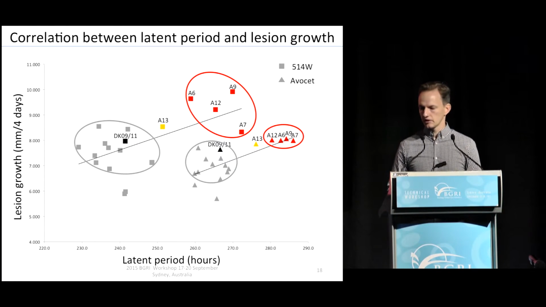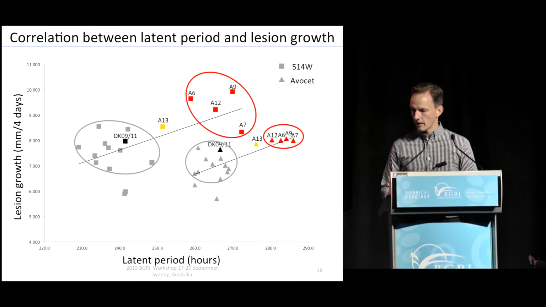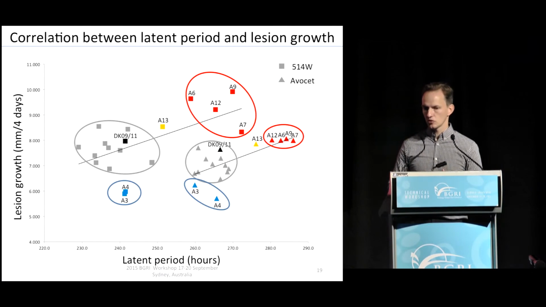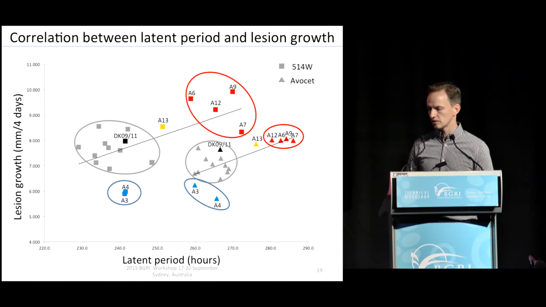And somewhere in between, we had also the same isolate on both varieties. And then lastly, we had a group down here. Those were the 2 isolates, and again the same on both varieties. They had a slower lesion growth, but a latent period that was comparable to or slightly faster than the parent.